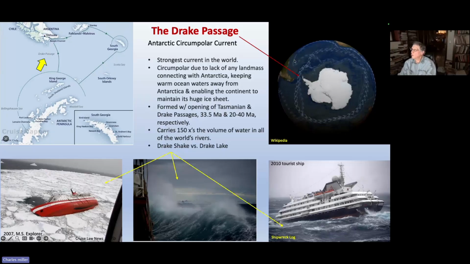The reason for talking about this is that the Drake Passage came into existence about 33 million years ago. We're going to see that when we talk about Gondwanaland. Once there was sufficient separation, the current developed, and that acts as a belt that wraps around the continent and assists in holding in the cold temperatures.